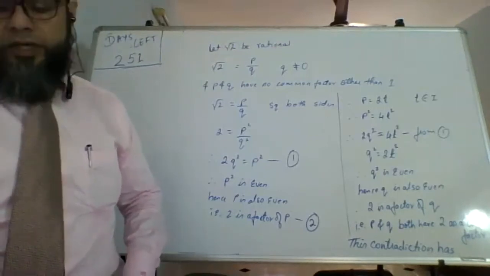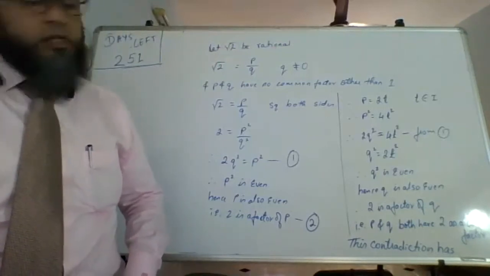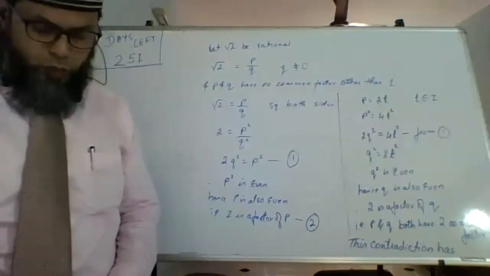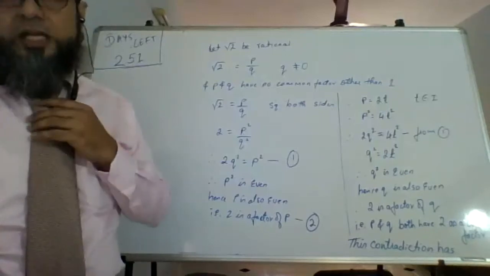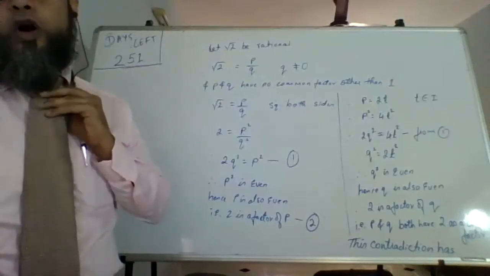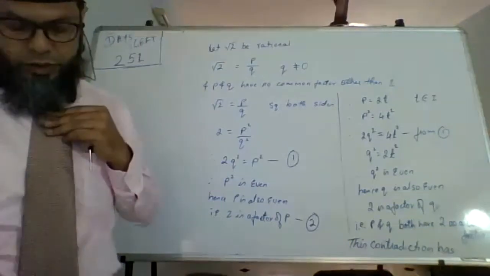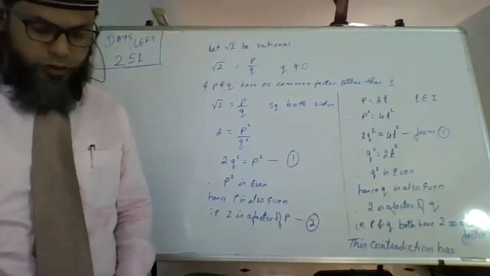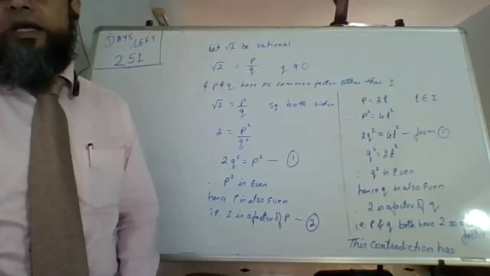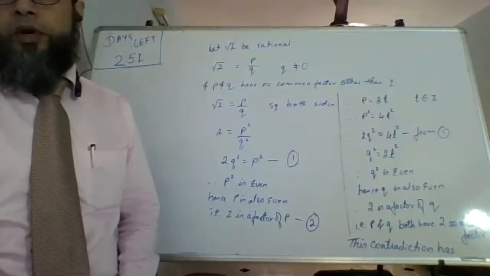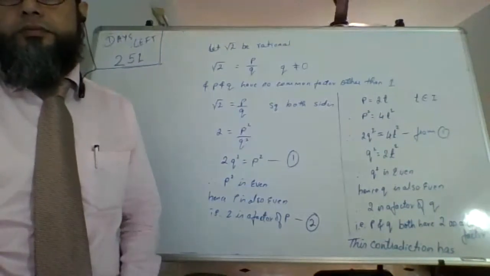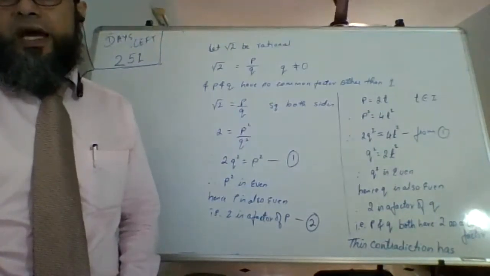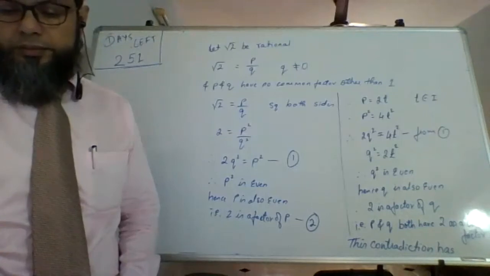Hence our assumption is wrong. This contradiction has arisen due to our assumption that √2 is rational. Hence our assumption is wrong. Therefore √2 is an irrational number.